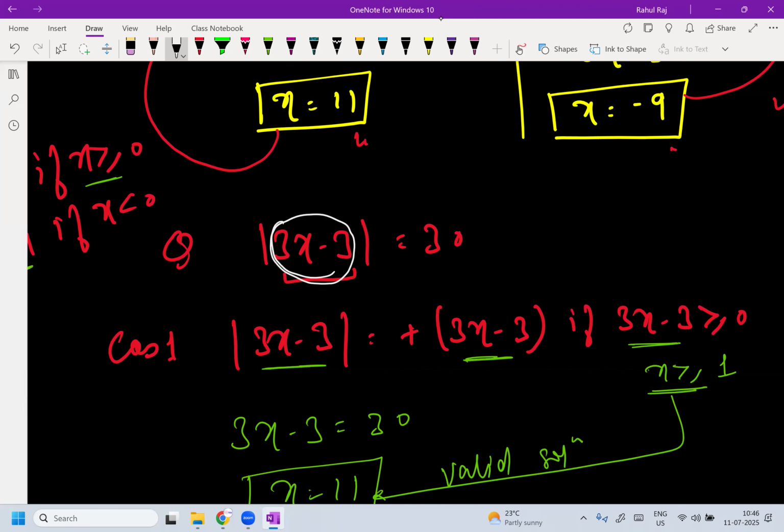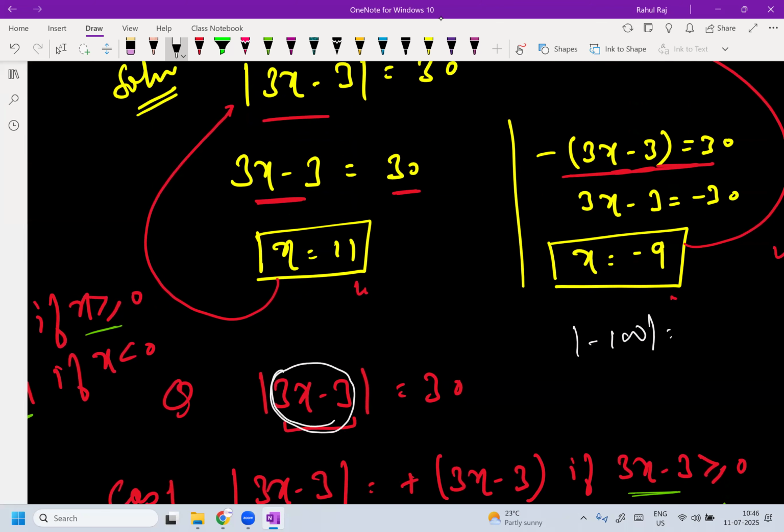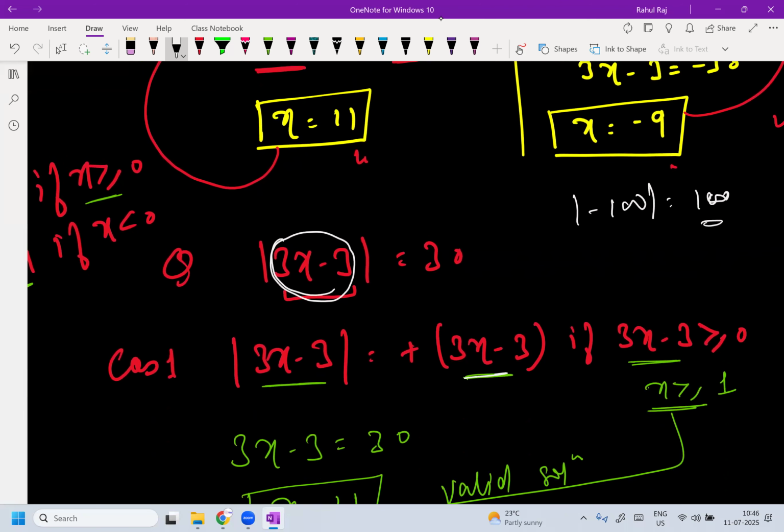No, we are assuming it to be positive, Bacha. So that's the reason we are assuming. Like, why don't I do mod of 100? Mod of 100 is what? 100. It's just 100 because it is a positive number. So here we are trying to assume that mod of 3x minus 3 is equal to positive of 3x minus 3 if 3x minus 3 is greater than or equal to 0.